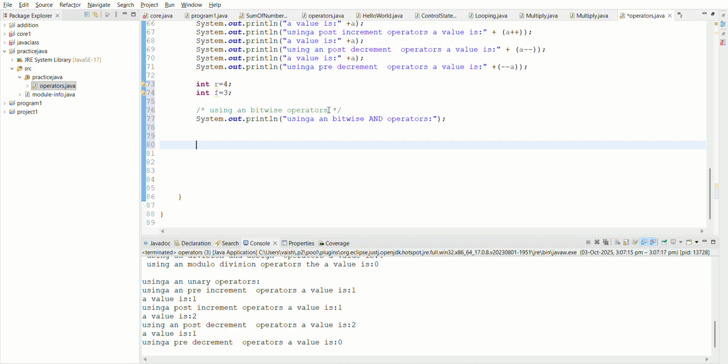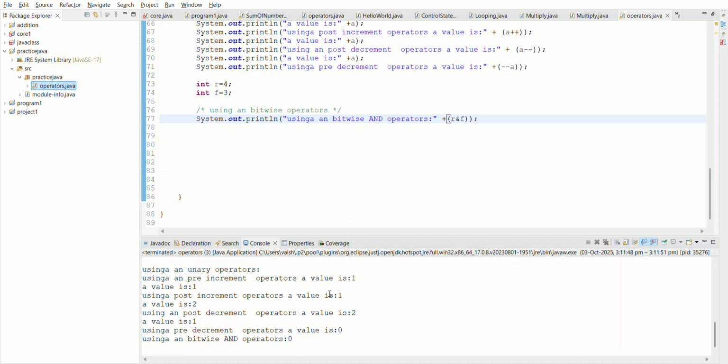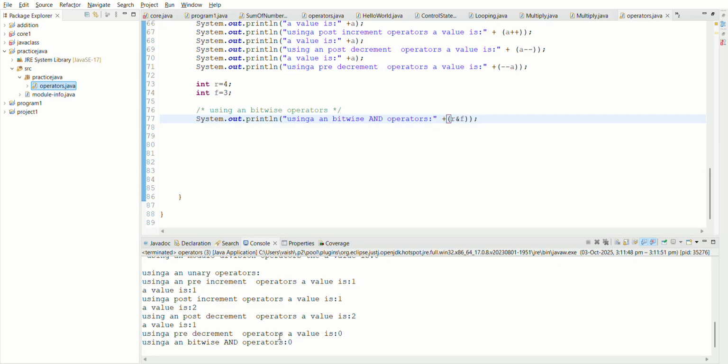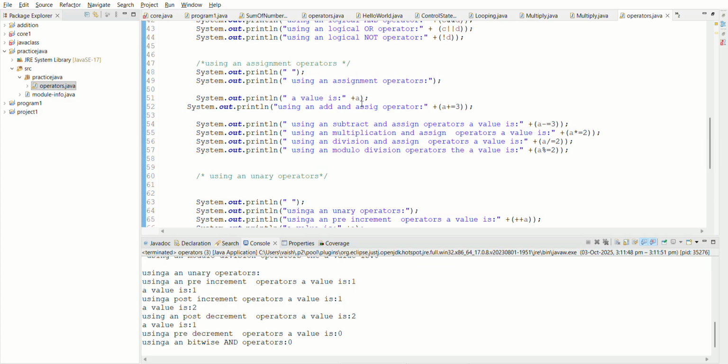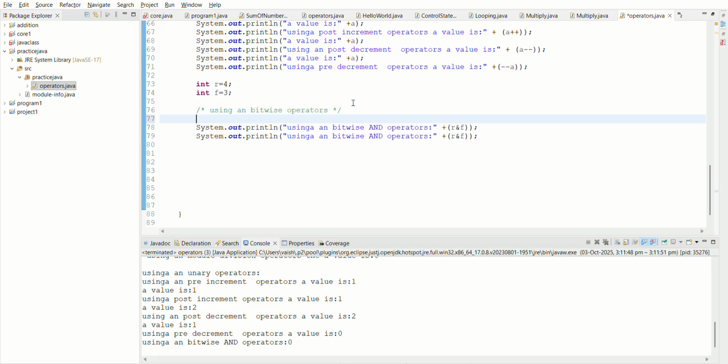So using a bitwise AND operator, here we write the condition. We use r and f, right? So r and f. Right click, run as Java application. So using the bitwise AND operator, we get 0. So here, using the bitwise operators, right?